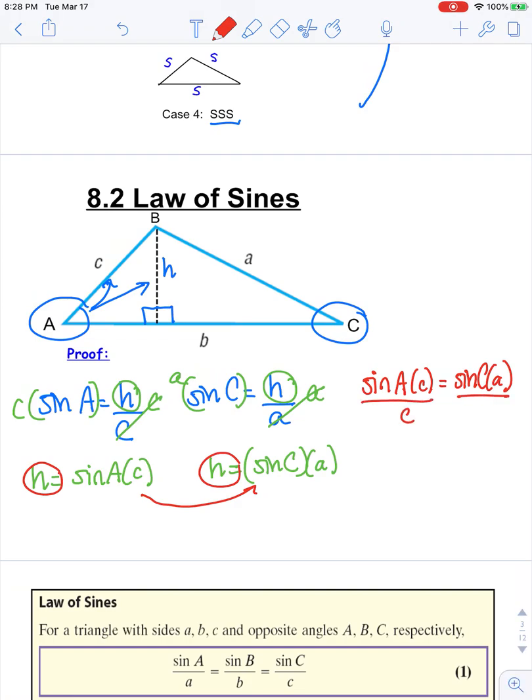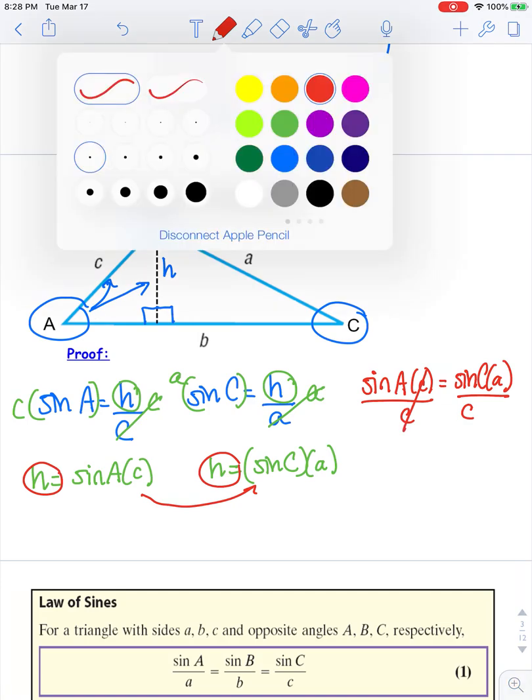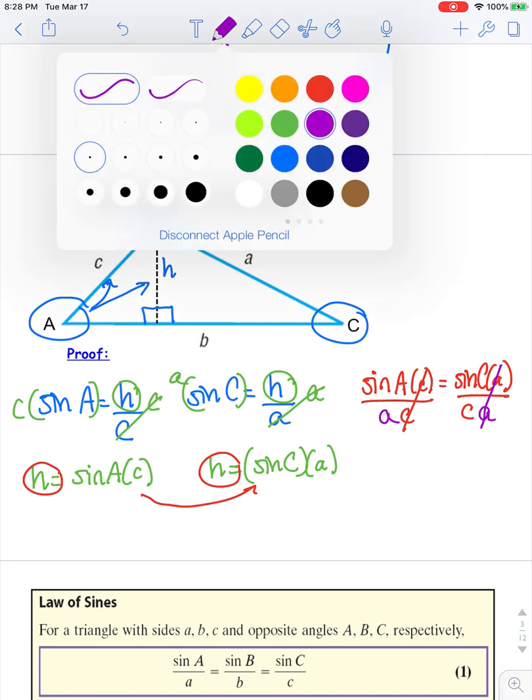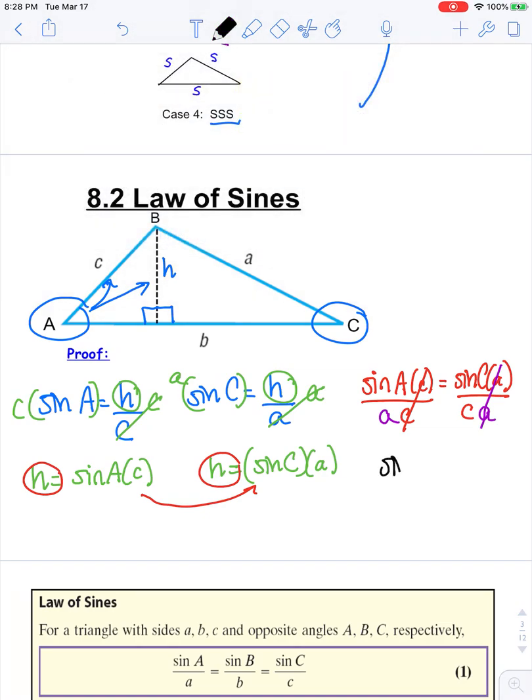Then, if I divide both sides by c, that would allow these c's to cancel. If I divide both sides by a, that would allow the a's to cancel. And so my final equation says that the sine of A over a equals the sine of C over c. And this is the law of sines.